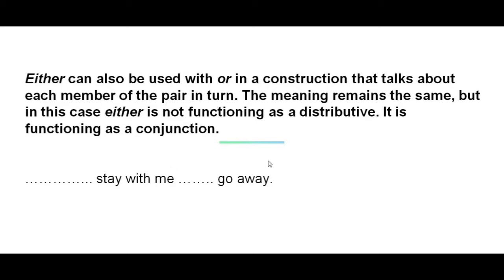Now read the following sentence and fill in the blank using the appropriate form of either. Stay with me, go away. Either stay with me or go away.